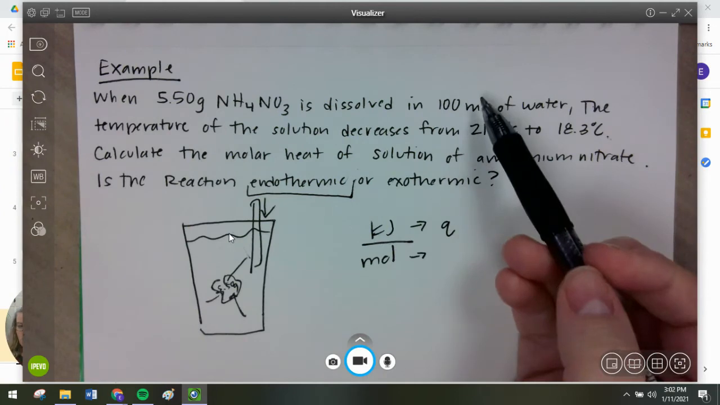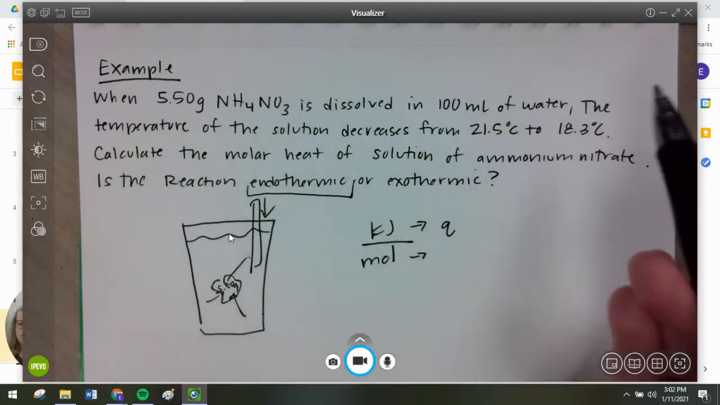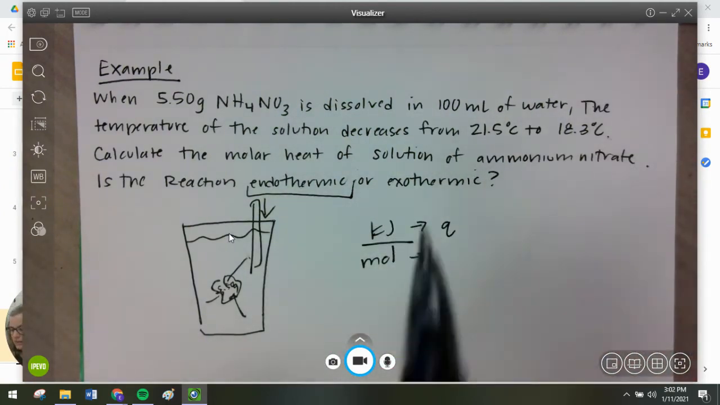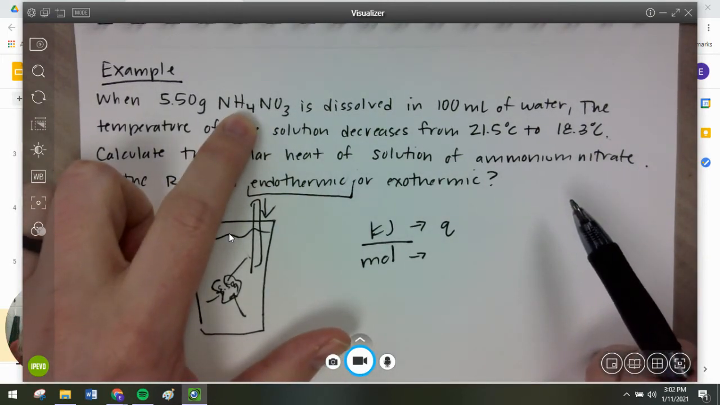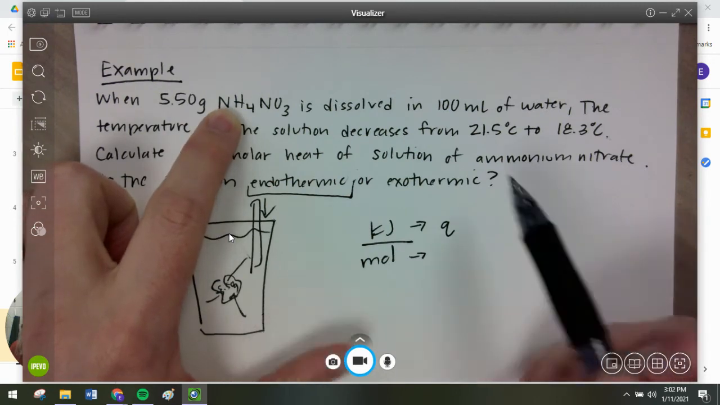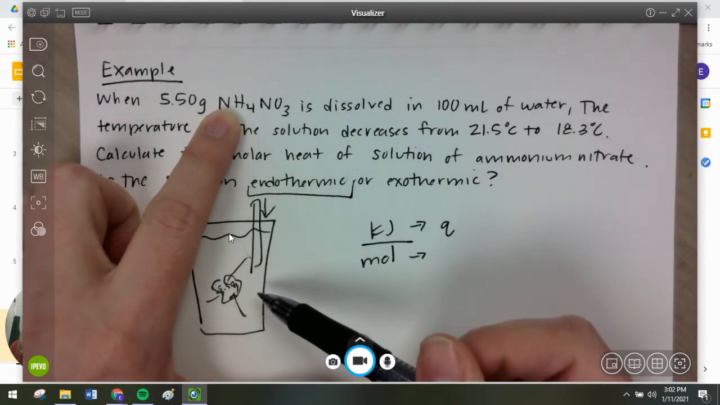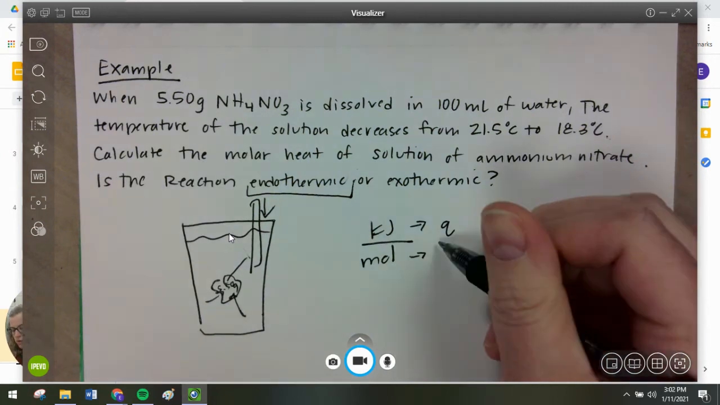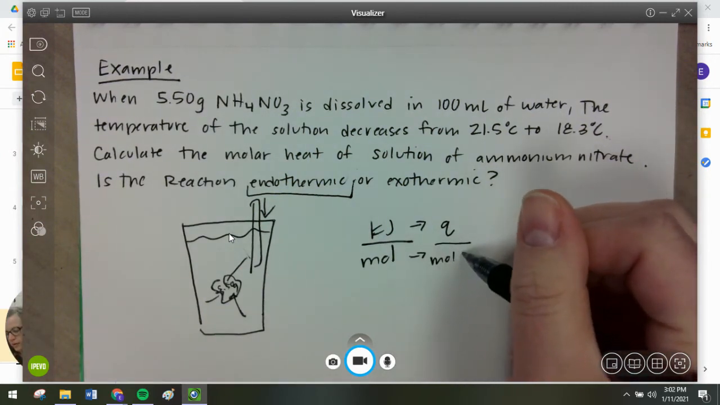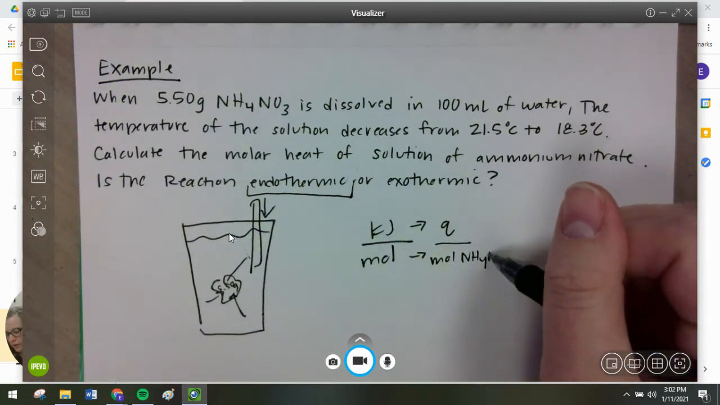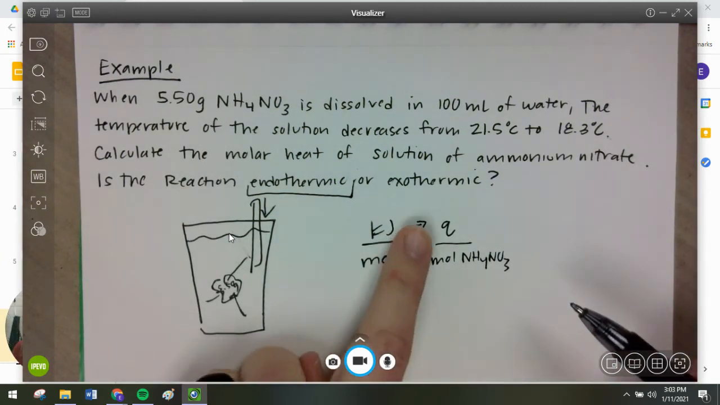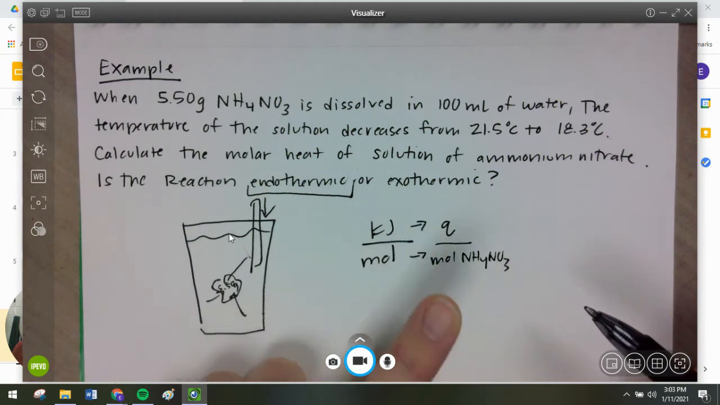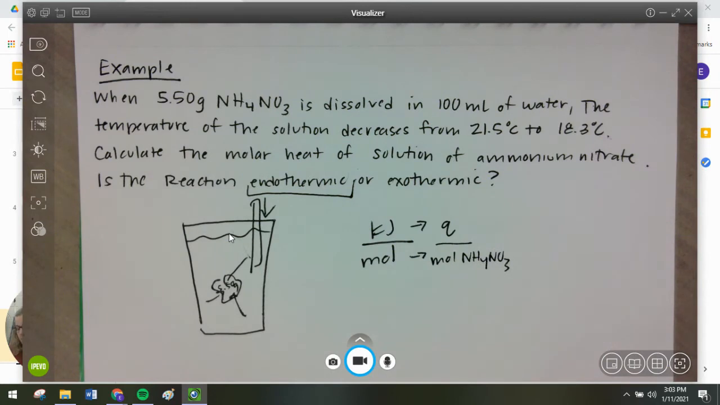Is it the moles of the water? Is it the moles of the chemical? Is it the chemical and the water together? In this case, it's moles of the stuff reacted, so it's the chemical that's causing it. Remember, the water is just a reflection of what's happening, but the chemicals actually cause it. So it's going to be over moles of NH4NO3. We've got two things we need to figure out here: what the heat is, and how many moles of this stuff are going to be reacted.